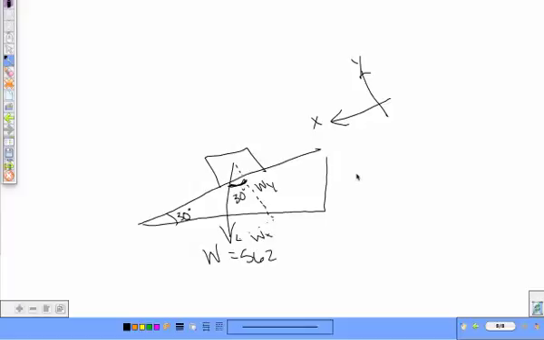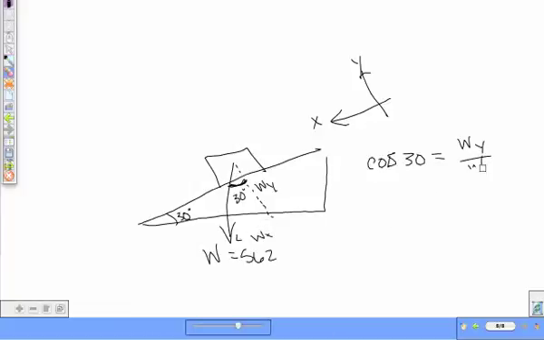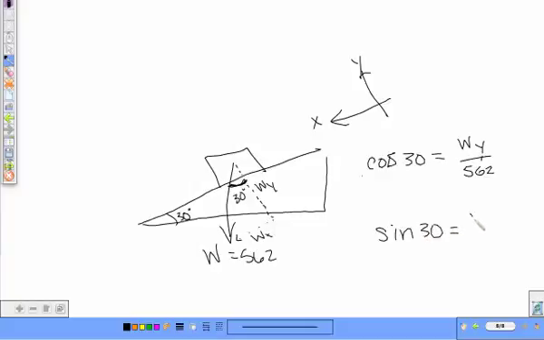So to find Wy, that's the adjacent, right? So we'd use cosine. Cosine of 30 is equal to adjacent over hypotenuse. Oh, I actually put 30 in there, so let me put the 562. And then Wx is sine.